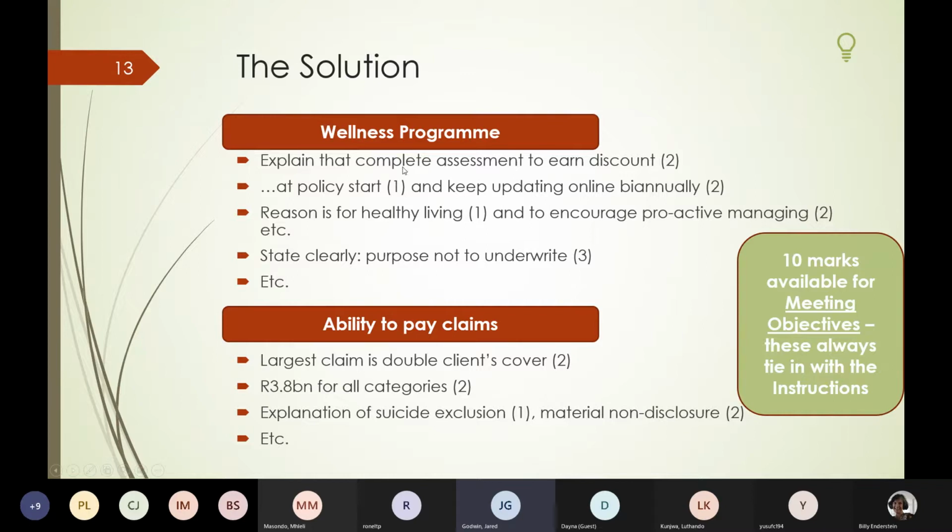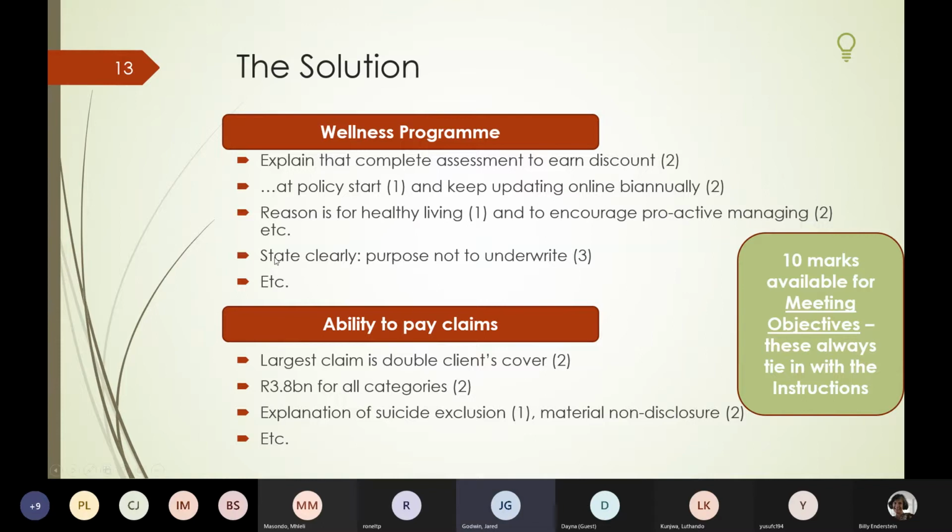My spreadsheet literally goes like this, then to say the reason. Remember, I mentioned the reasons for the wellness program is for healthy living. There was 1 mark for that. To encourage proactive managing, that was 2 marks. To, as I said, manage your health. And if you'd made a sensible comment there, we would also give you a mark. But there had to be a reason for you doing this health assessment or belonging to this wellness program.